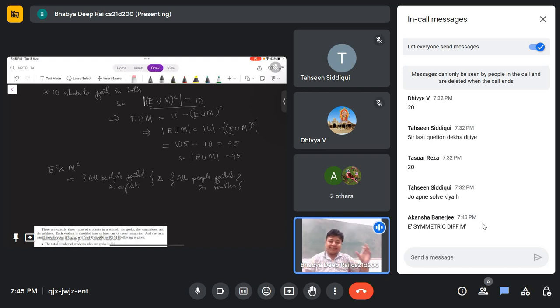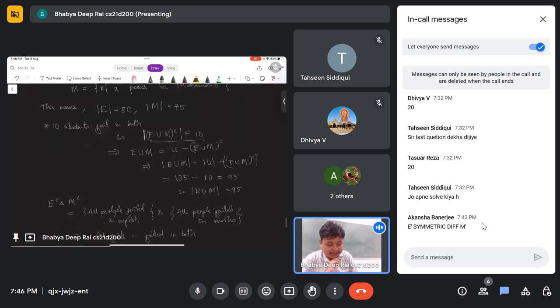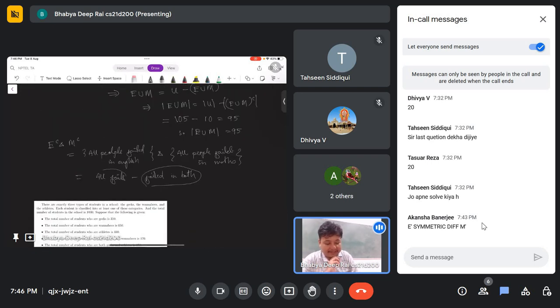What is meant by taking the symmetric difference? I want to remove their overlap, which is all fails minus all who failed in both. Okay, this is what I mean by symmetric difference. The question is asking failed in only one subject. So if I remove who failed in both, obviously I'll get the answer.